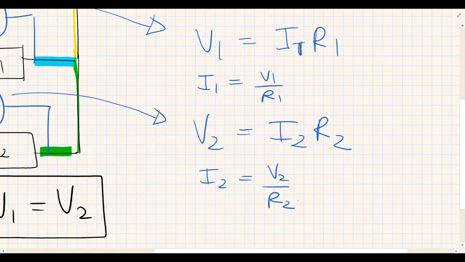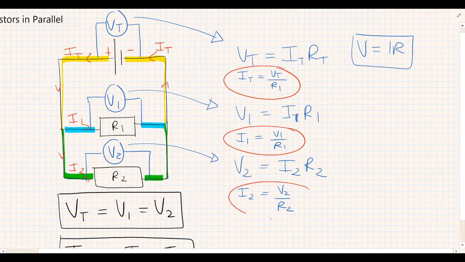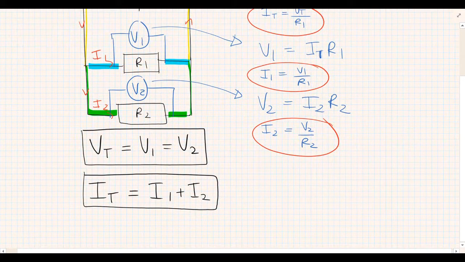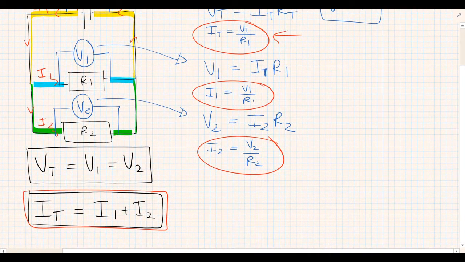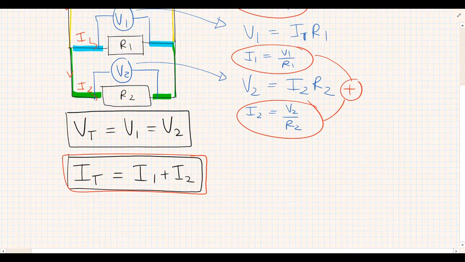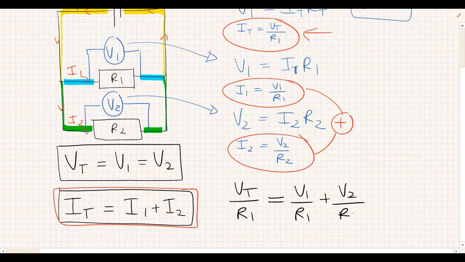We just rearrange those formulas. And I'm just going to circle these so we can refer back to them later, because we know that I total is I1 plus I2. That means that this one right here must be equal to these ones added together. So looking at that means that I total, which is Vt over RT, must be equal to I1, which is V1 over R1, plus I2, which is V2 over R2. So that comes from that formula there.